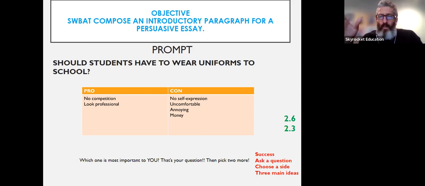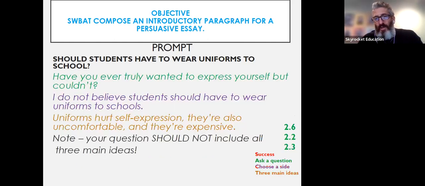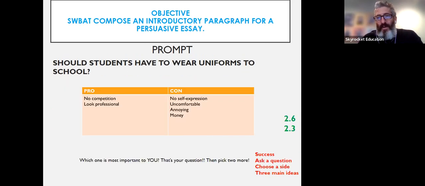Those are at home. We're wearing the same shirt with each other. There's a professionalism aspect. There's a unity aspect. But then I start to come up with my cons, right? And then what I say to kids here is, hey, whichever one is most important to you, that's your question that's going to wind up in your introductory paragraph. And then pick two more, right? And so you'll notice here what I picked. If we go back, have you ever truly wanted to express yourself? So self-expression is the one that to me is most important.